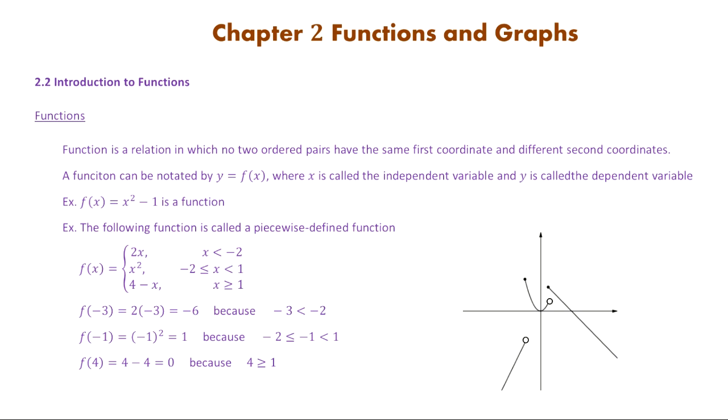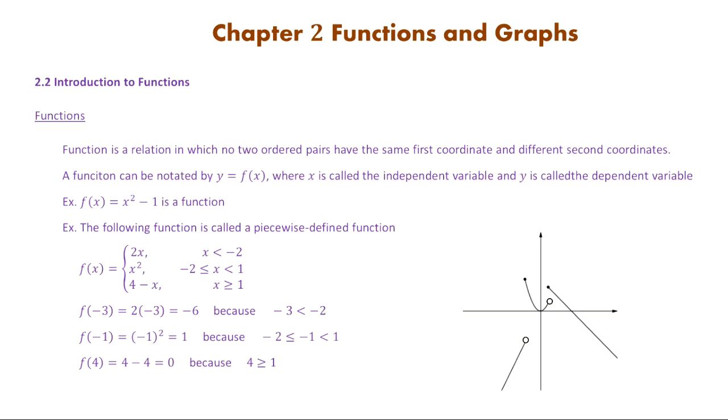Finite. Okay, the next example is called the piecewise defined function. This function has three parts or three pieces. Each part or each piece is defined differently. So in the first piece, f(x) is defined as 2x, and that piece is for x less than -2.